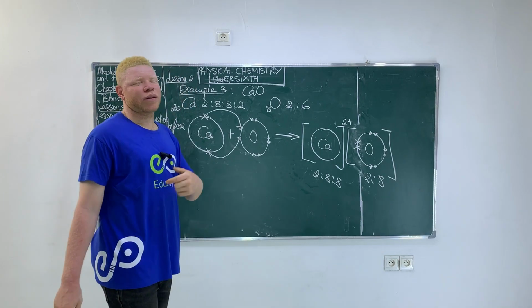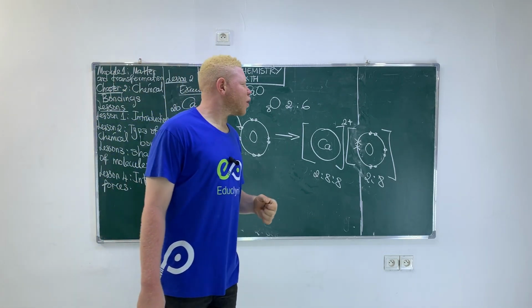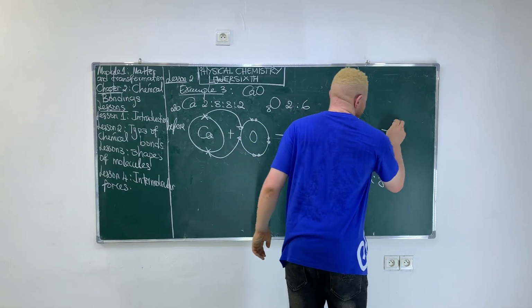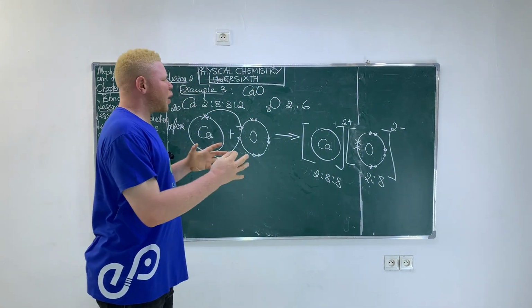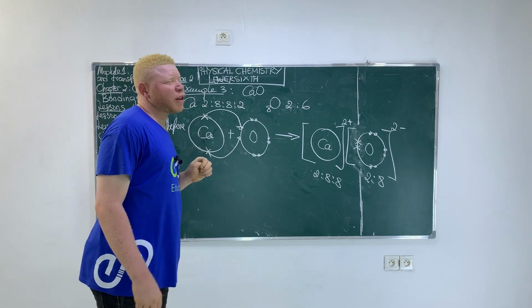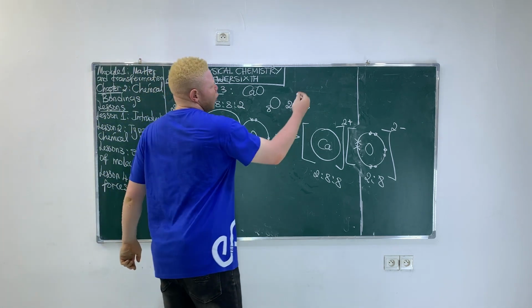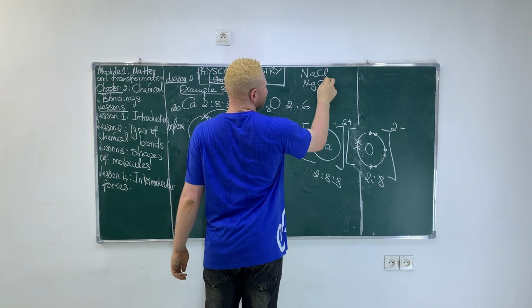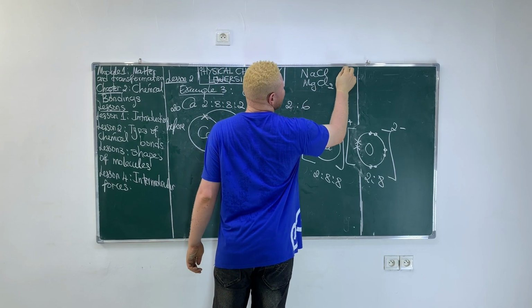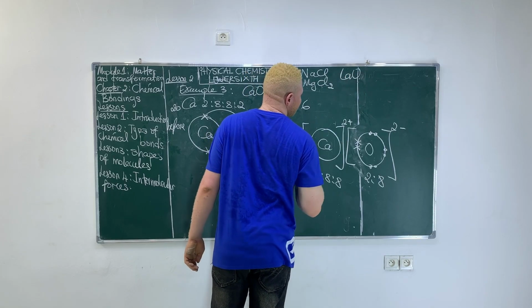Then what about the charge for oxygen? Oxygen has gained 2 electrons. The charge now is 2 minus. So that's the chemical bonding. We did the chemical bonding for sodium chloride and magnesium chloride. Now I'm doing it for an oxide, which is calcium oxide.